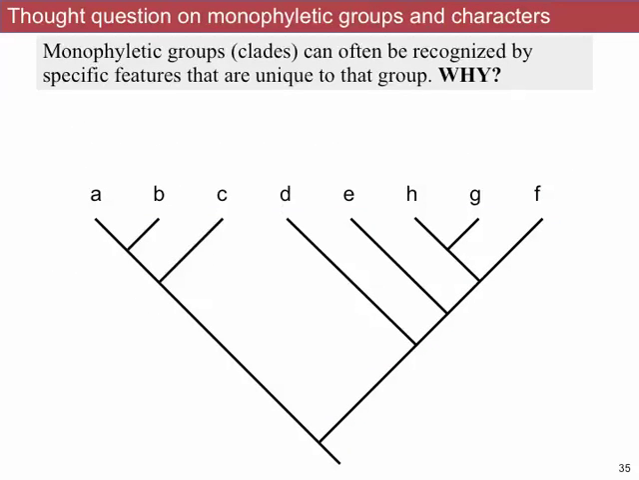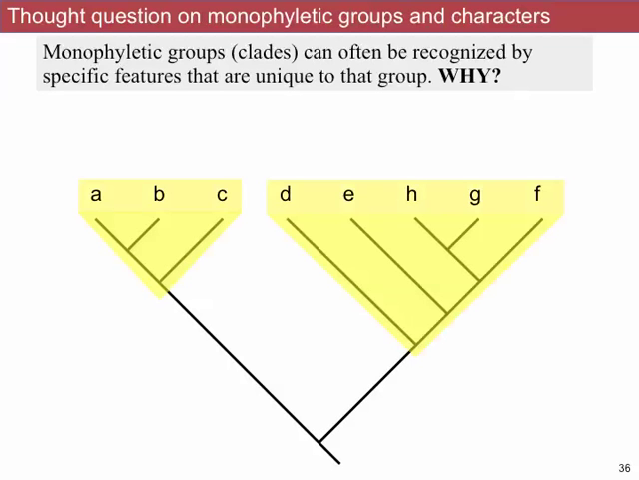So we're going to shift now. We've sort of talked about ancestral and derived states. We're going to talk about a very particular term that is used a lot in this course and a lot in the evolution literature, which relates specifically to derived states. And this term is synapomorphy. First I'm going to show you visually what it means, and then give you a more specific, verbal definition of it.